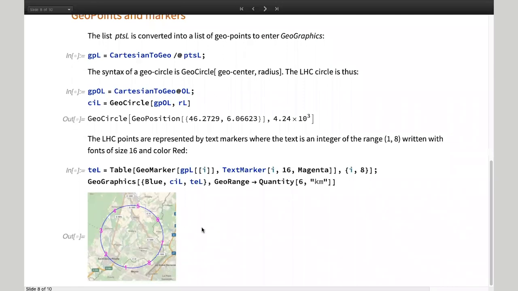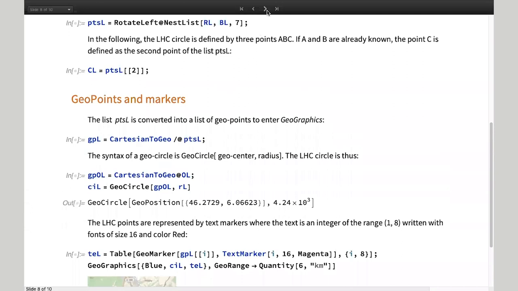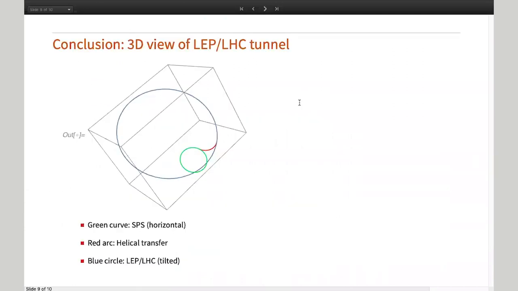Okay, now just to finish, because time is going, I would like to show you a genuine 3D representation of the circle. On that figure, the LHC circle is shown in blue. The green circle is the SPS I took at the beginning, and which is horizontal. So the blue circle is tilted by 1.6 degrees with respect to the green circle. And the SPS circle is the injector of the protons into the LHC.